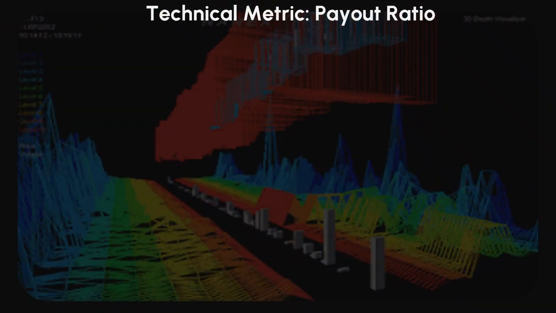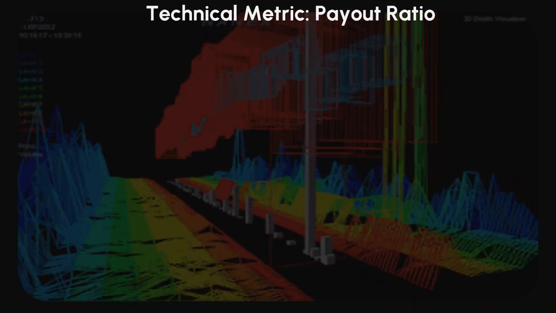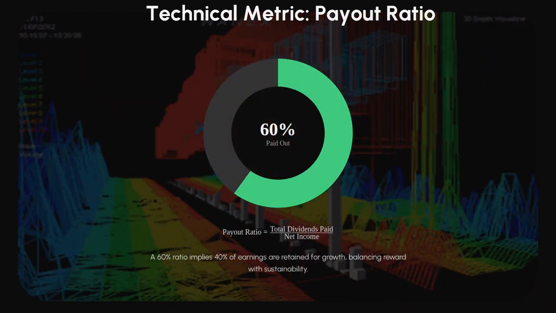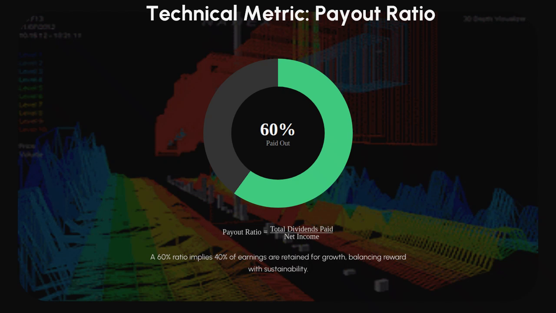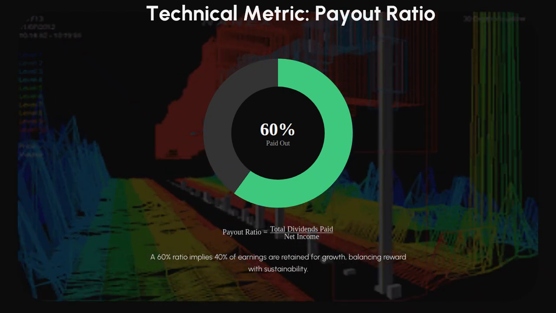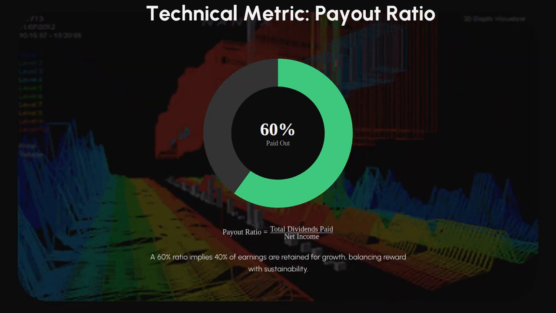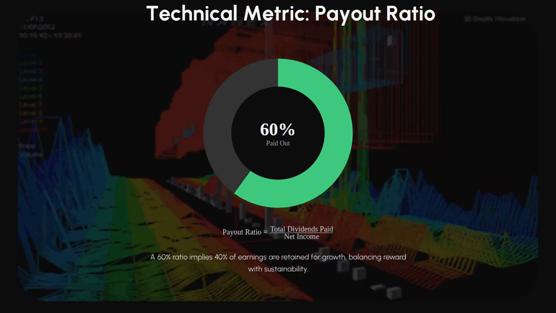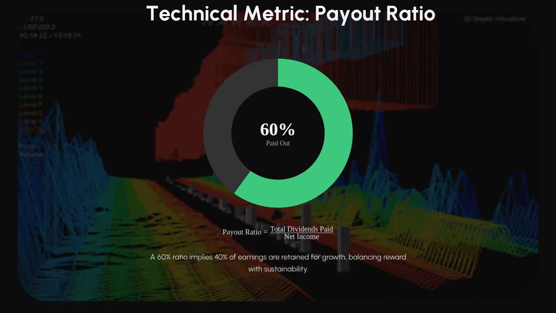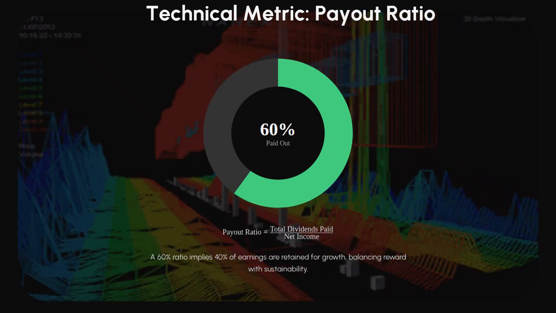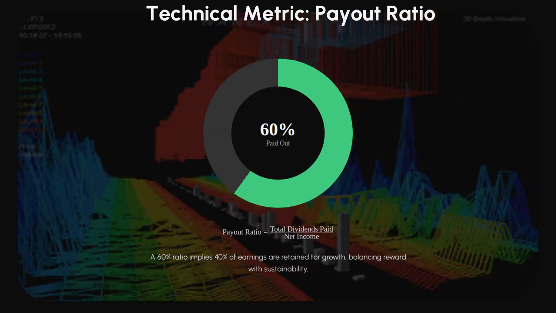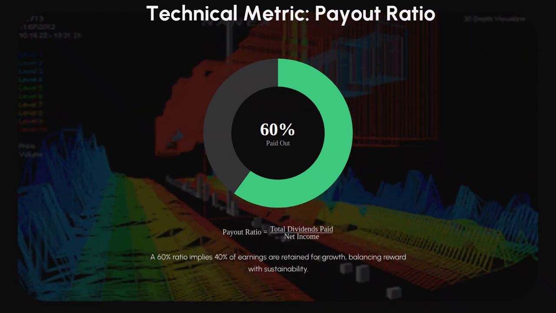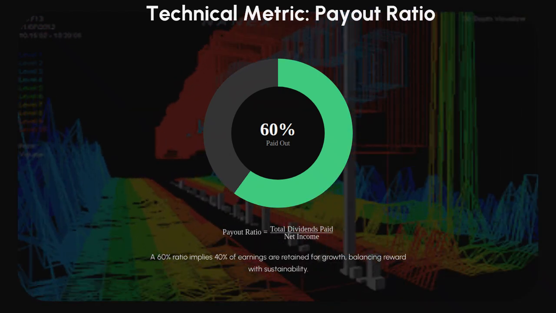Technical metric: payout ratio. The second, and perhaps more crucial, metric is the payout ratio. This is calculated by dividing the total dividends paid by the company's net income. It assesses the sustainability of the dividend. A very high ratio, for instance, greater than 75%, means the company is paying out most of its profits, leaving less retained earnings for reinvestment or as a buffer during economic downturns.